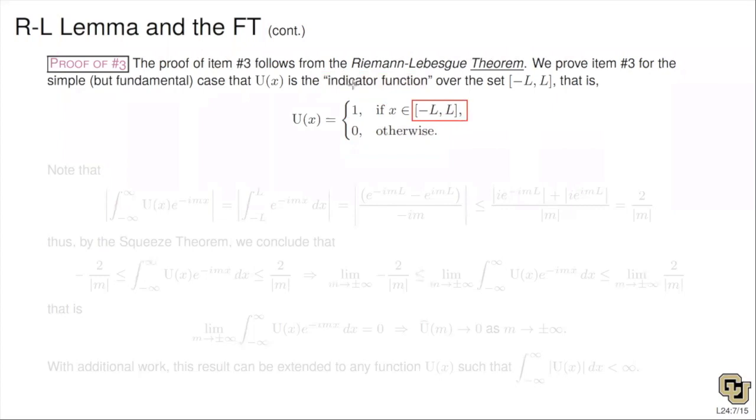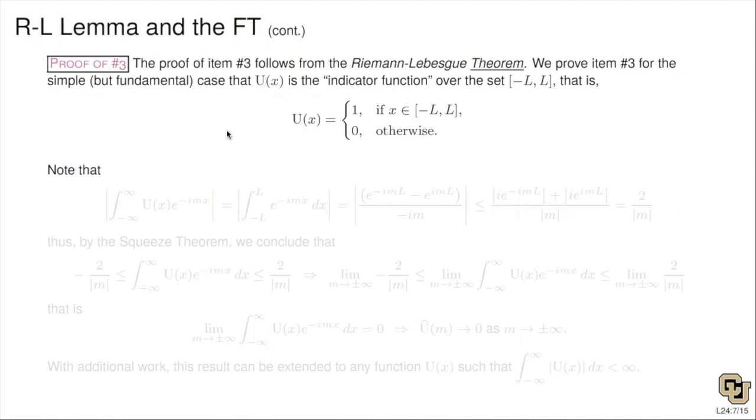You can define this in general for any set. So instead of minus L to L here, we could have any set A in here. And then this would be an indicator function for whether we're in the set A or not. Typically in analysis, they might write this as chi sub A of x, an indicator function for whether the input is in the set A or not. It's a very common function used in analysis. It's a fundamental function that you can build all other functions out of.